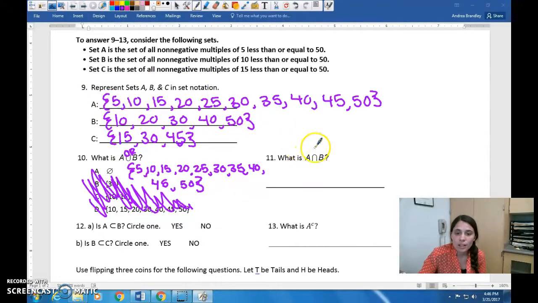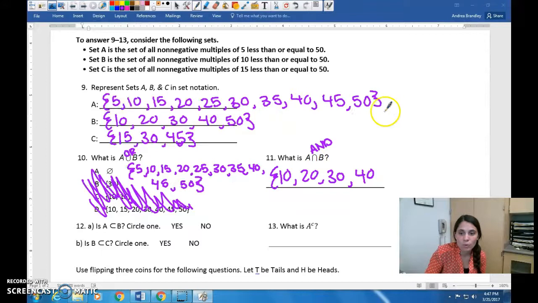So A union B, or A or B, includes all the numbers from A and all of the numbers from B. On number 11, we have the intersection of A and B. So this is the same as A and B. So we're only looking for those numbers that are in A and are also in B. So if we look, we have a 5 in A, but that 5's not in B, so we're not going to include that. But A and B both have a 10, so we'll include the 10. They both have a 20. They both have a 30. They both have a 40. And they both have a 50. So we're going to include those 5 numbers because these 5 numbers are in A and in B.